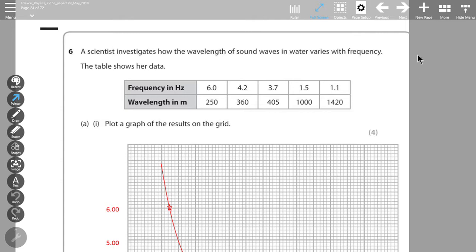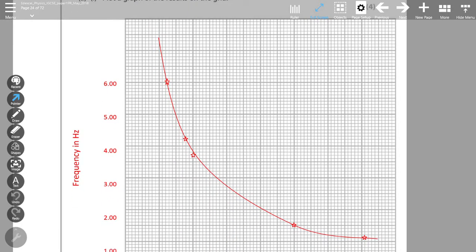Scientists investigate how the wavelength of sound waves in water varies with frequency. The table shows the data. So here we have frequency and wavelengths. So we should plot the graph. Here, the maximum value for frequency is 6, and the maximum value for wavelength is about 1500. Let's see which graph we have.